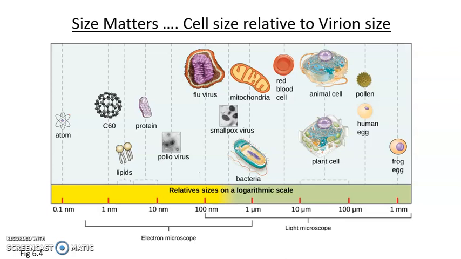Because of that, they aren't going to be able to be visualized or resolved using your standard light microscope, because they're just too small, below that 200 nanometer size where you can resolve your particles. So you can see that we have to use the electron microscope to be able to visualize these small particles.